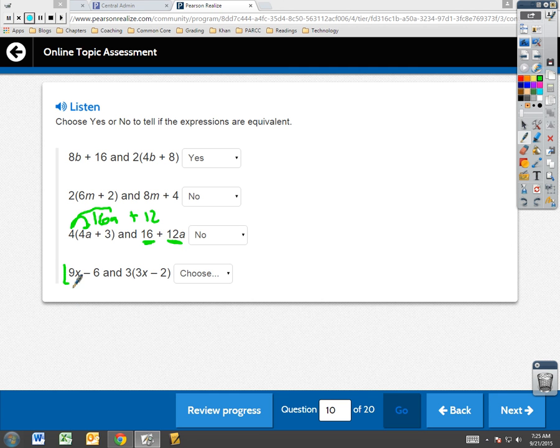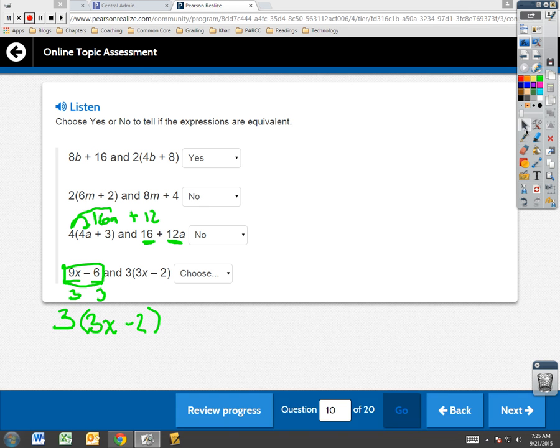Now we have 9x minus 6. Well, if I take a look, their greatest common factor is 3. So if I factor a 3 out, and I'll divide each term by 3, 9 divided by 3 is 3. The variable stays, minus 6 divided by 3 is 2. Hey, look, those are equivalent. So that is a yes.